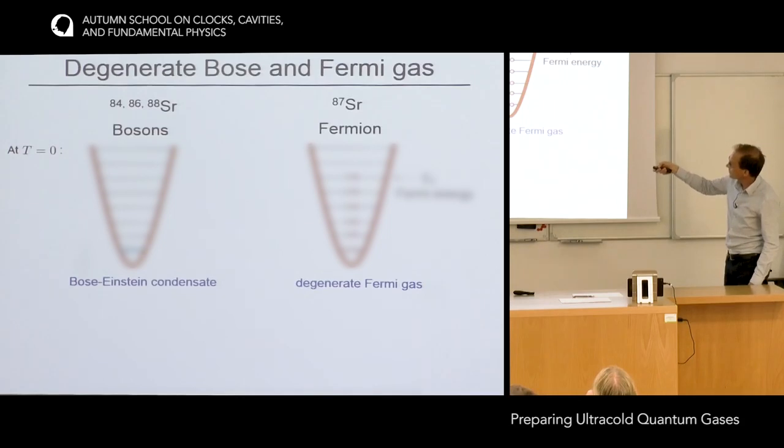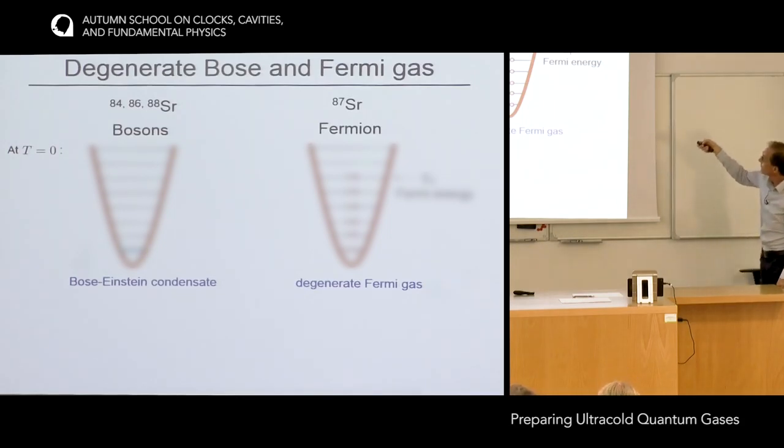So at T equals 0, for bosons all atoms occupy the ground state of the trap, whereas fermions at T equals 0 just pile up one by one in the lowest lying states. Yeah, Pauli exclusion, no two identical fermions can be in the same state, up to the Fermi energy.